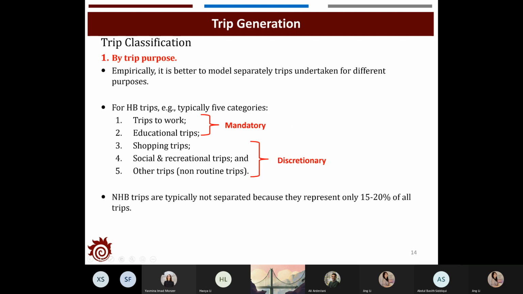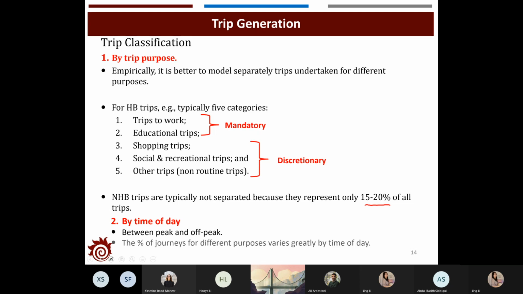And for the non-home-based trip, usually we want to group them, because generally this kind of non-home-based trip will only represent 15 to 20% of all the trips. So we will usually consider them as one category. So that's the classification based on the trip purpose. And the next one is the classification based on the time of the day. So we will usually discretize them into the peak hour and off-peak hour.